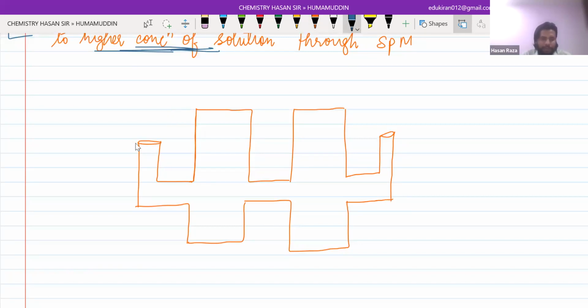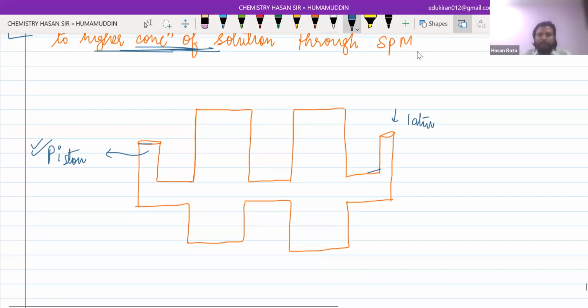See, this is your piston. On this side, you have a piston, which you can adjust according to yourself, to increase or decrease the pressure with the help of this piston. And here it is atmospheric pressure. That is open, atmospheric pressure is there.